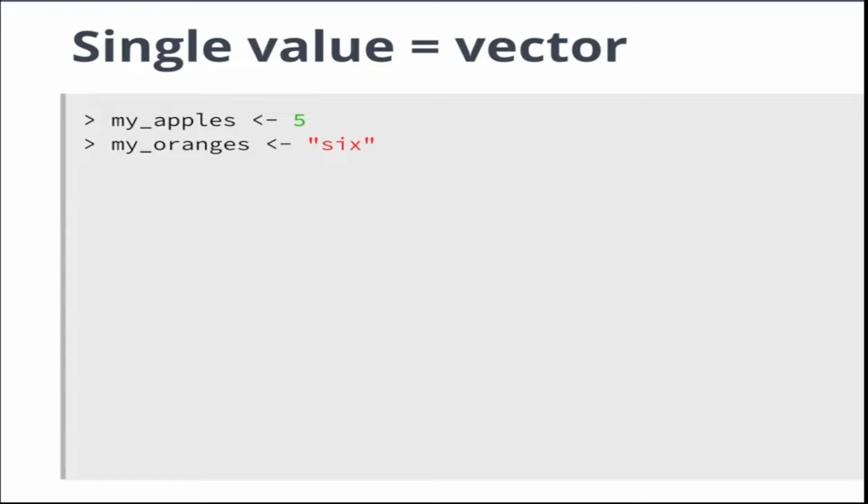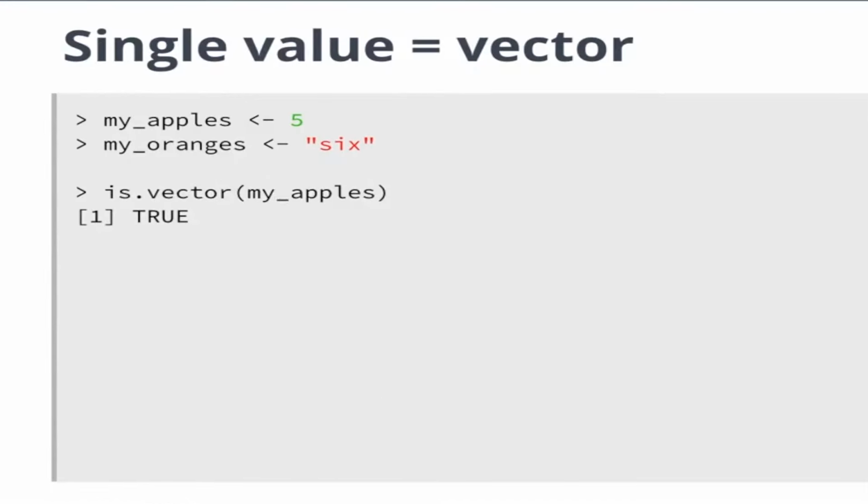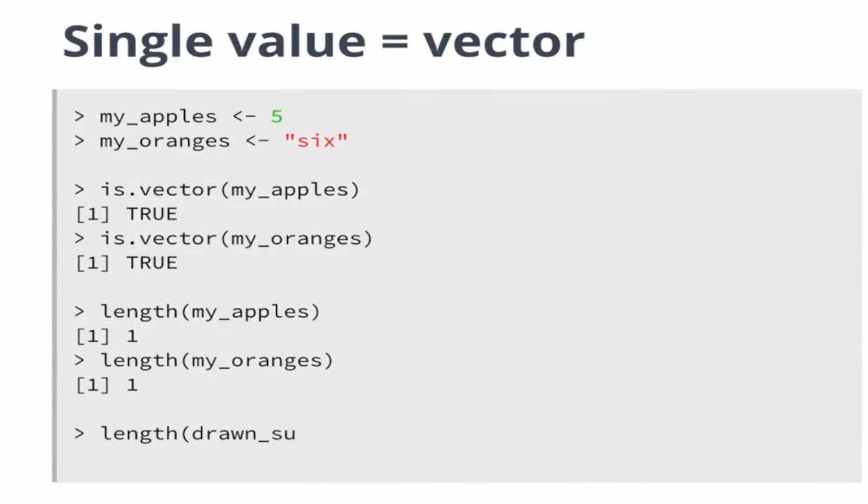We can check this by typing is.vector(my_apples), which is TRUE, and is.vector(my_oranges), which is TRUE as well. That these variables are actually vectors of length 1 can be checked using the length function. This contrasts with the other vectors we've created in this video. The drawn_suits vector, for example, has length 5.